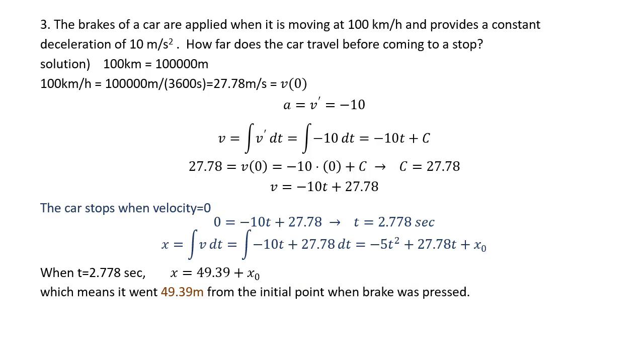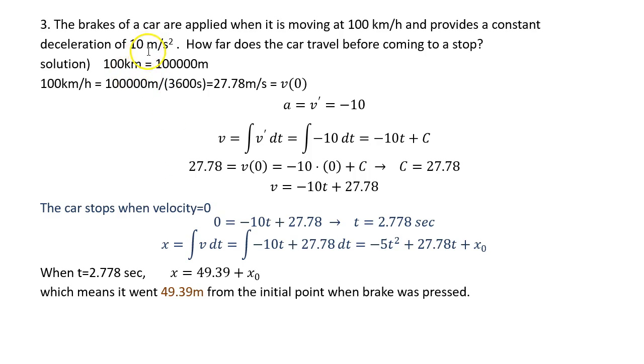Question 3, we have a word problem. The brakes of a car are applied when it is moving at 100 kilometers per hour and provides a constant deceleration of 10 meters per square second. How far does the car travel before coming to a stop? Now, you notice that we have kilometers and meters, 2 different units for distance, and hours and seconds, 2 different units for time. That's not good. You should change so that you have a single unit for each physical quantity.